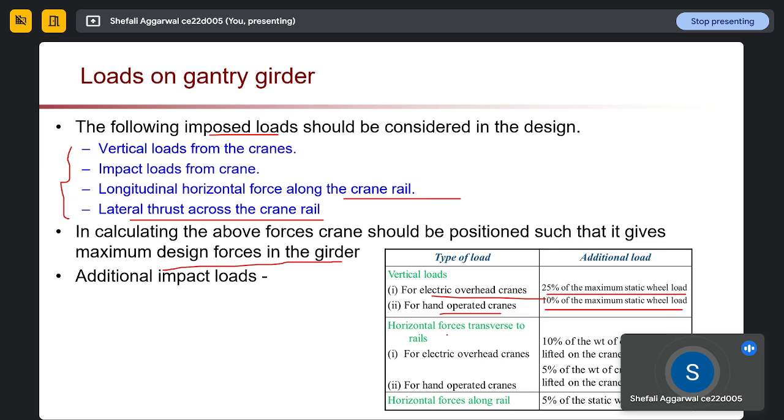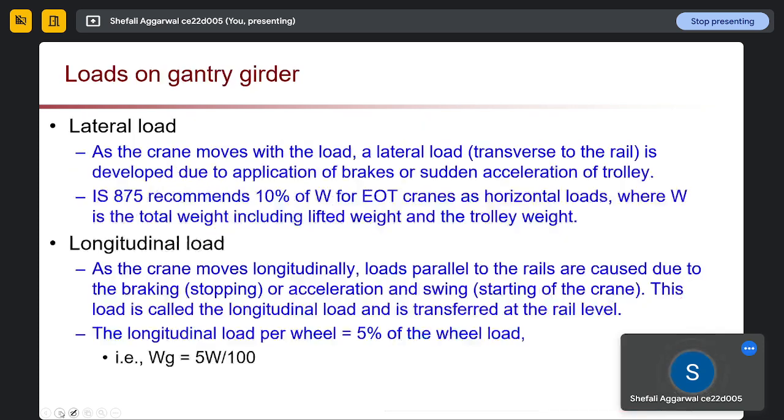Then there are the horizontal forces transferred to the rail. Okay, in the direction perpendicular to the rails, if we are having horizontal forces, for electric overhead cranes, we are taking 10% of the weight of crab and weight lifted on the crane. In case of hand operated, we are taking 5% of the weight of crab and weight lifted on the crane. And in case we have horizontal forces along the rails, then we are taking 5% of the static wheel load. So these are the additional impact loads we have.